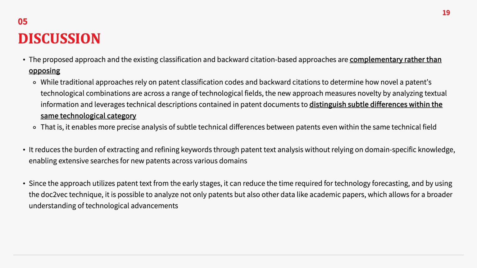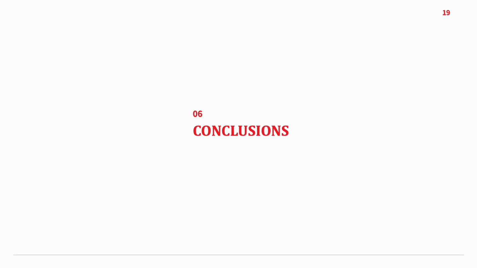Another key advantage is that this method eliminates the need for domain-specific knowledge in keyword extraction, making it possible to search for novel patents across various fields more efficiently. And since the approach utilizes patent text from early stages, it can reduce the time required for technology forecasting. And by using the doc2vec technique, it is possible to analyze not only patents but also other data like academic papers or other sources. And now, here's the conclusion.